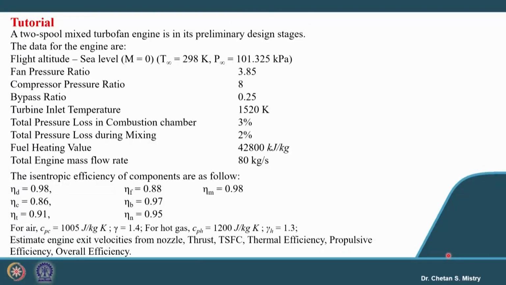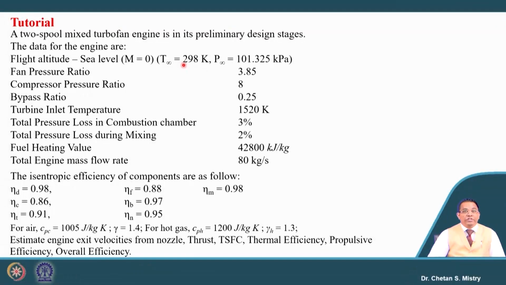In the last lecture, we were discussing the mixed flow turbofan engines. Let us take one numerical in order to understand how we do the cycle analysis for this kind of mixed flow configuration. The data available are for sea level condition, where the Mach number is 0. So, you can say that is the initial takeoff configuration. The temperature and pressure are 298 Kelvin and 101.325 kilopascal.